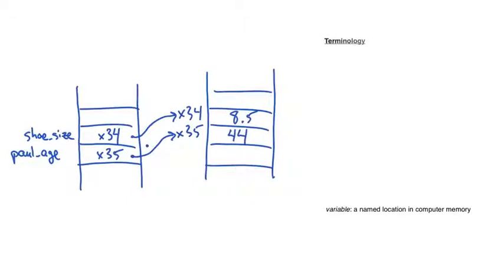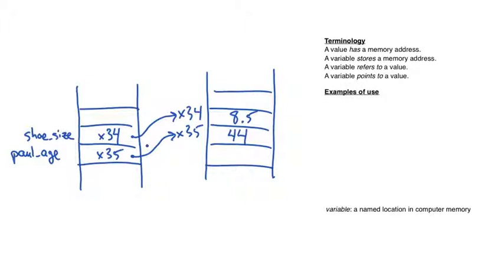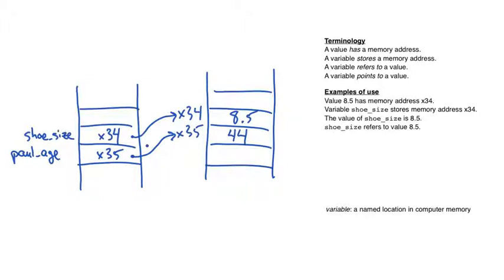Here is some terminology that we'll use throughout the course. A value has a memory address. A variable stores a memory address. A variable refers or points to a value. Here are some examples of how we use this terminology. Value 8.5 has memory address X34. Variable shoe size stores memory address X34. The value of shoe size is 8.5. Shoe size refers to value 8.5. Shoe size points to value 8.5.